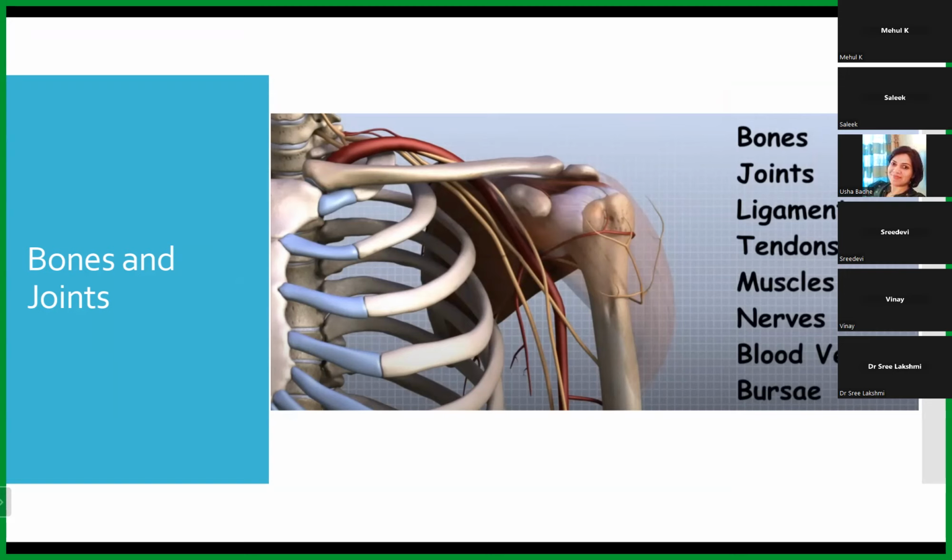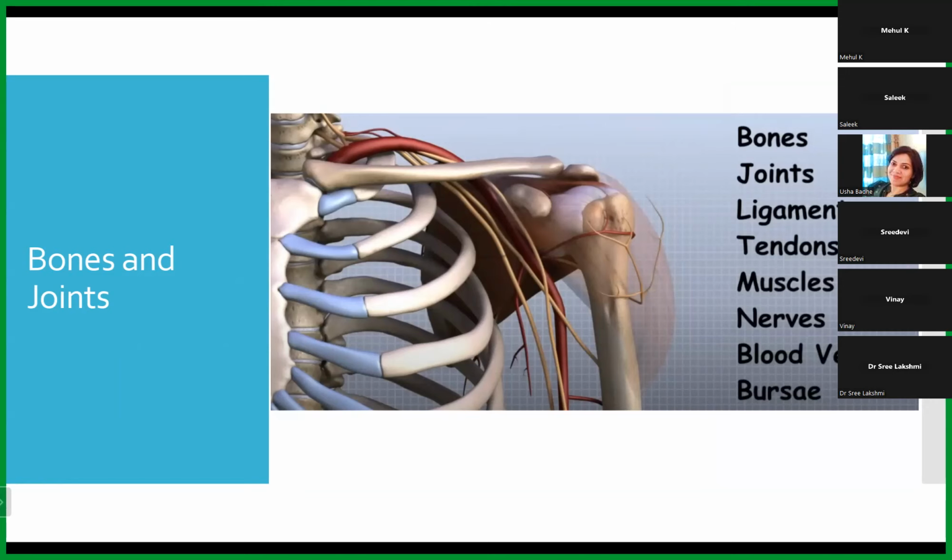So first of all, the bones. We have three major bones which we look for: the clavicle, the scapula, and the humerus. Similarly, we have four major joints: the sternoclavicular joint, near the sternum and the clavicle, the acromioclavicular joint, and the glenohumeral joint. And there is a pseudo joint also, that is the scapulothoracic joint.